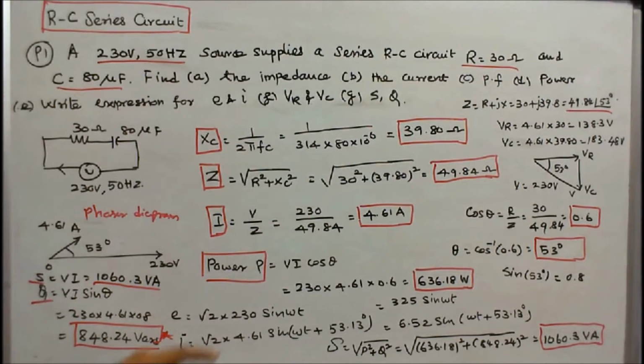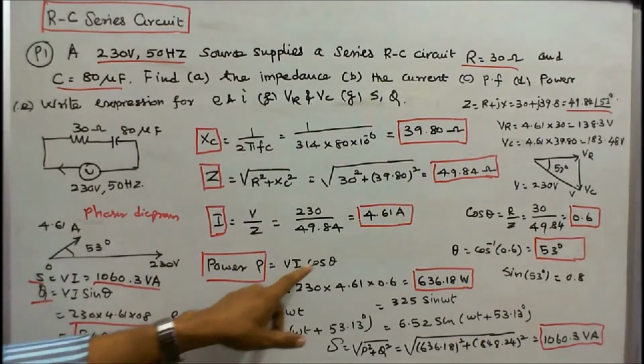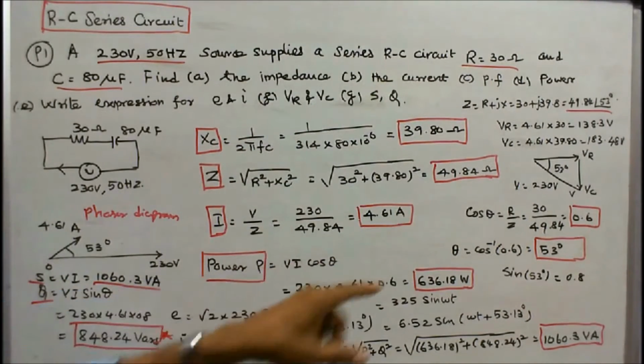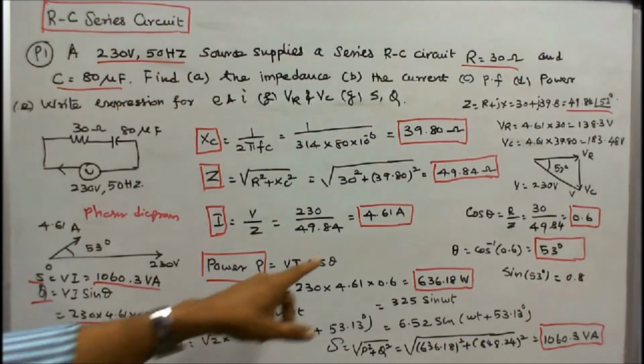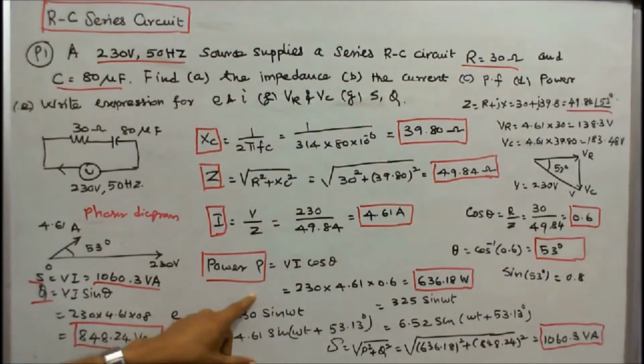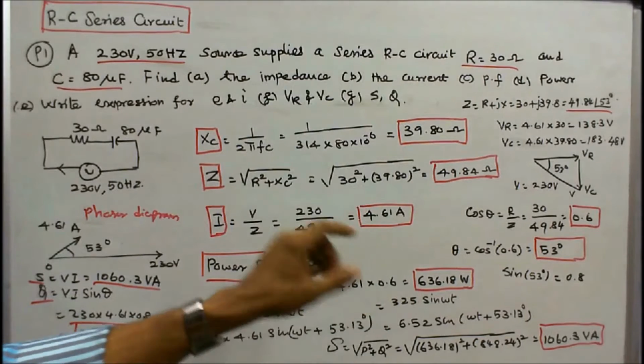The next is power. Power P is equal to VI cos theta. Here cos theta is equal to 0.6, V is equal to 230, I is equal to 4.61. Therefore P is equal to 636.18 watts.